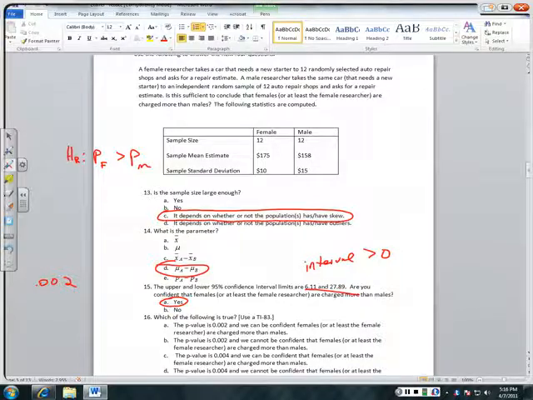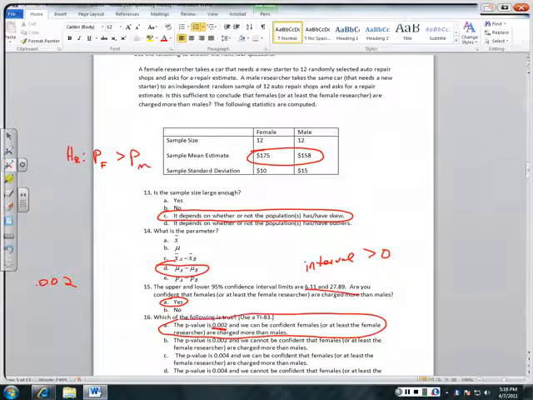The p-value is small, that's less than alpha, less than any alpha we've used. And so we can be confident. This is a really low chance that we would get this result, this big of a difference, simply by chance. So we can be confident that females are charged more than males.